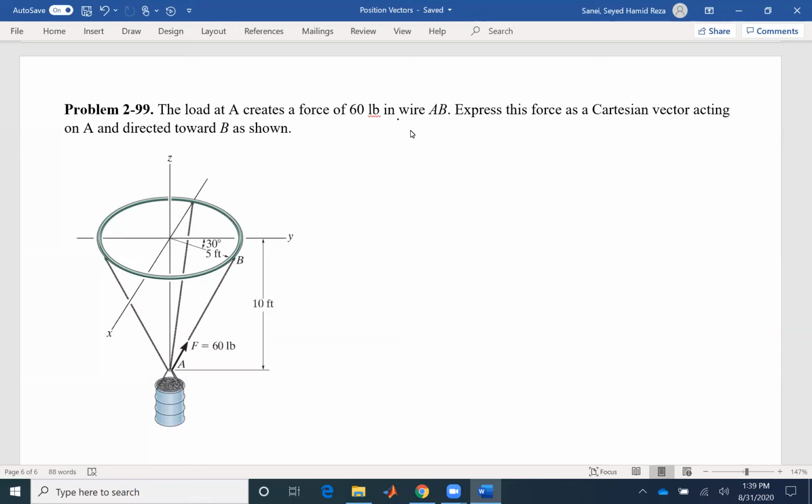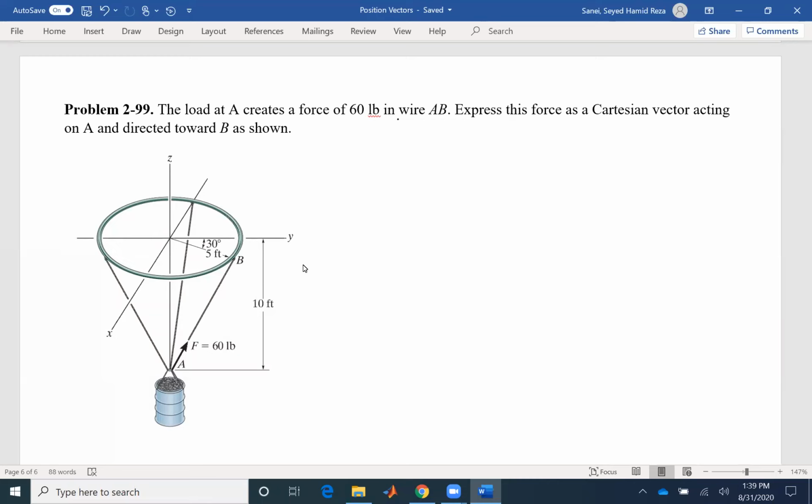So again, in this problem, we have only one force. We are not going to combine the forces together to find the resultant force. We just need to find the Cartesian form of our force. So our force, we have the magnitude. We just need to find the direction. Here we don't have the angles, but we have the dimensions, so we can find the unit vector.